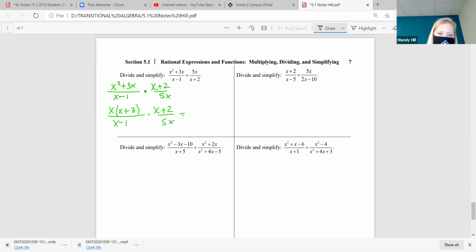I do notice that I have this X right here would cancel out with this X right here. These two cancel out. And that's it. So I'm left with X plus 3 times X plus 2 over X minus 1 times 5. I almost forgot about my 5. Hardly anything canceled out of that one.